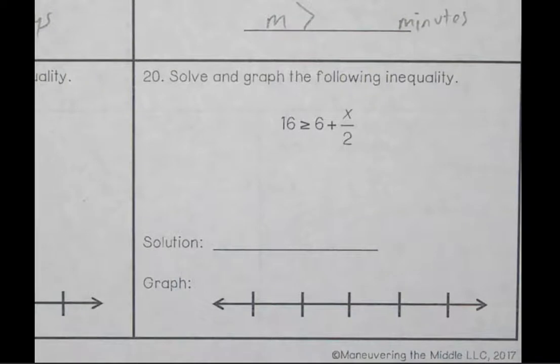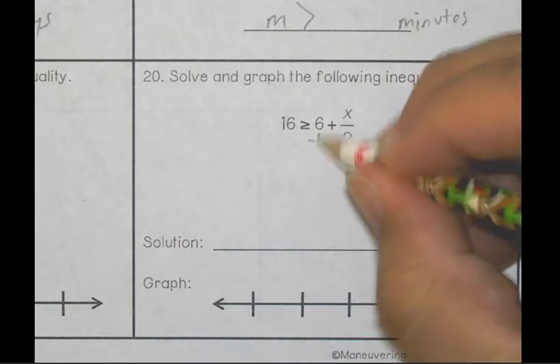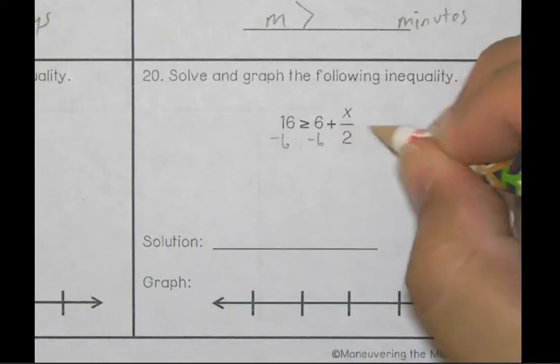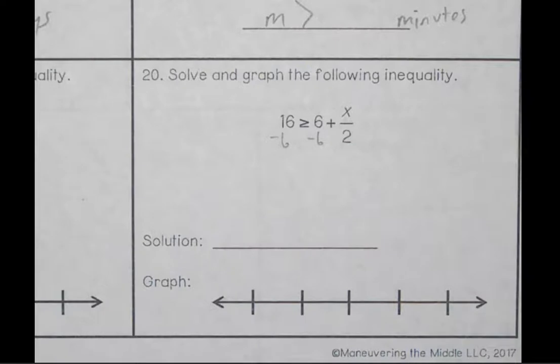And then the last one, question 20, 16 is greater than or equal to 6 plus x over 2, so subtract 6 from both sides. And then from there, we need to multiply by the reciprocal, so multiply by 2 over 1 on both sides. And that's going to get me the answer that I need. I'll have x is less than or equal to some number, or some number is greater than or equal to x, either way. And then plot that number, figure out if it's an open or closed circle, use my test values, shade the graph, which direction it's going to go, and hopefully that helps.